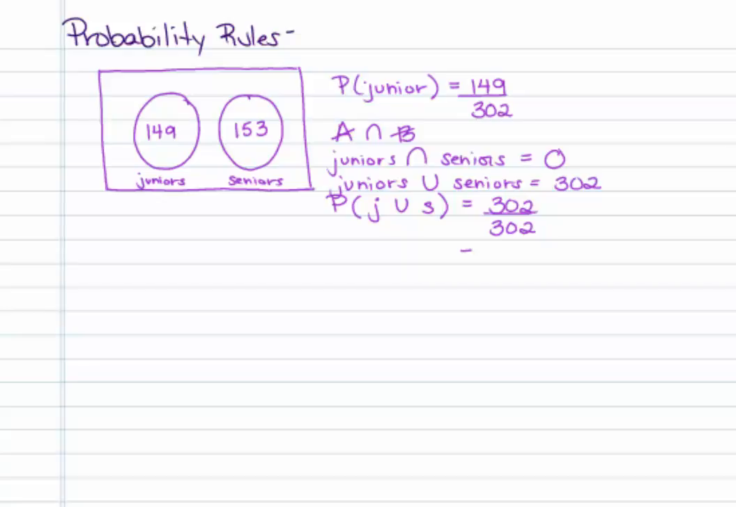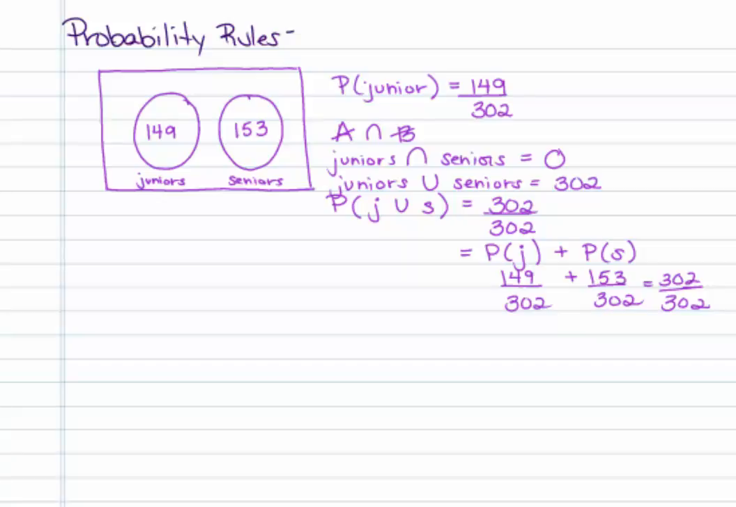Or you can even break it down further by saying it's the same thing as the probability of getting a junior and the probability of getting a senior added together. The probability of getting a junior is 149 out of 302, and the probability of getting a senior is 153 out of 302, which together makes 302 out of 302, or 1, which means it will always occur. No matter who you pick from this, there'll be a junior or there'll be a senior.